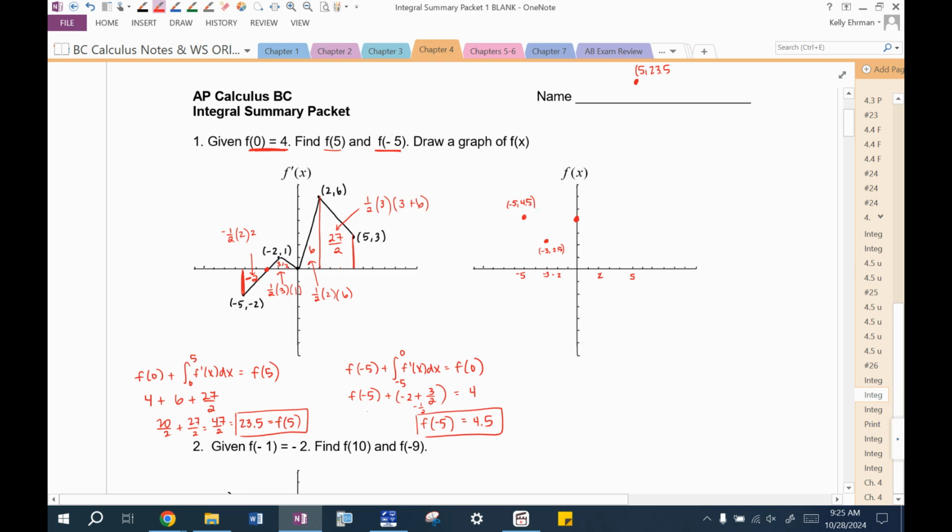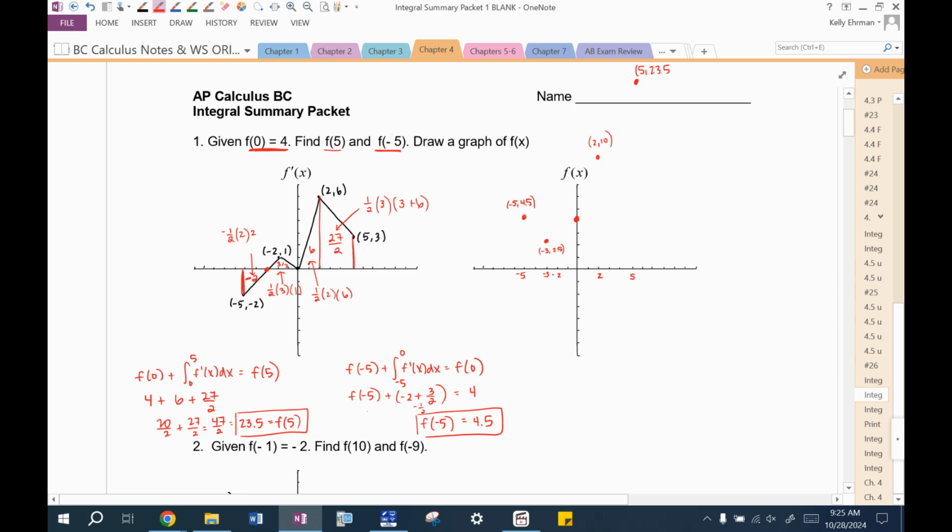Okay. And then what's our next point? We have a point at 0. Let's figure out the point at 2. So from 0, we go up 6. So we were at 0, 4. If we go up 6, I'm just going to call this 2, 10. Okay, and then we already have our point at 5.